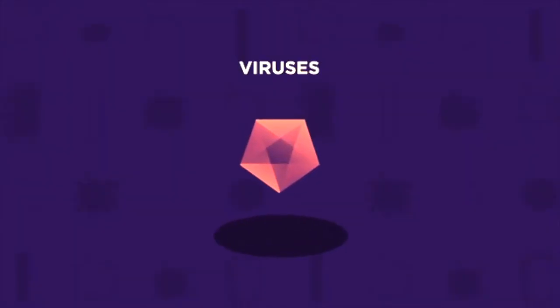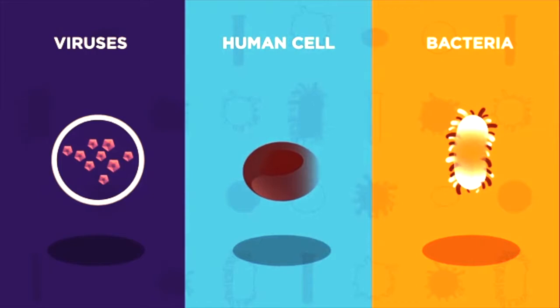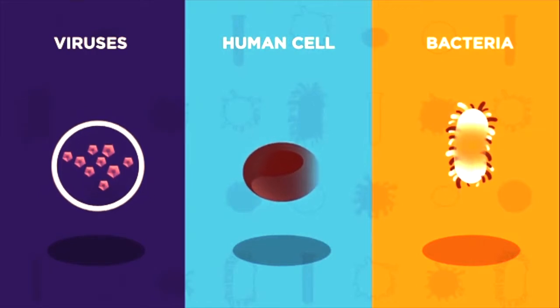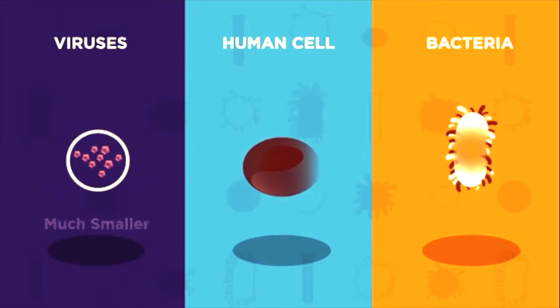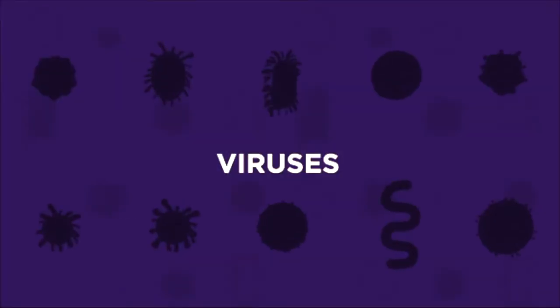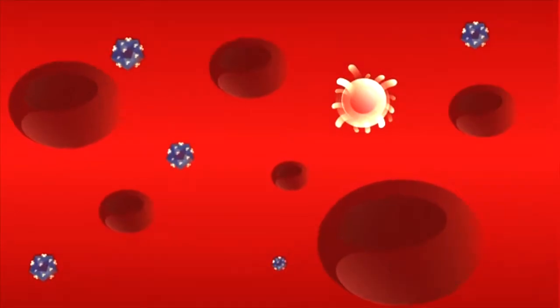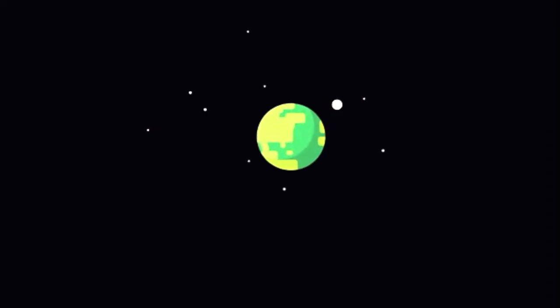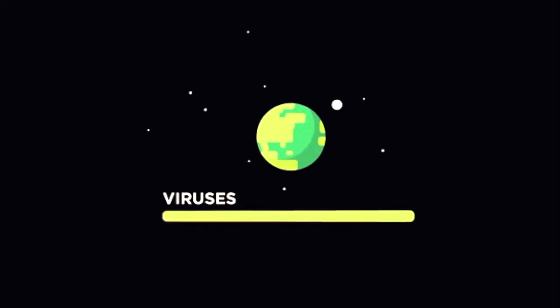In this video, we're going to look at what viruses are. Viruses are a type of microorganism. They are too small to be seen by the naked eye, much smaller than bacteria, and about 100 times smaller than human cells. They come in many different shapes and are present wherever there are cells to infect. In fact, viruses are the most common biological unit on Earth, outnumbering all other types combined.